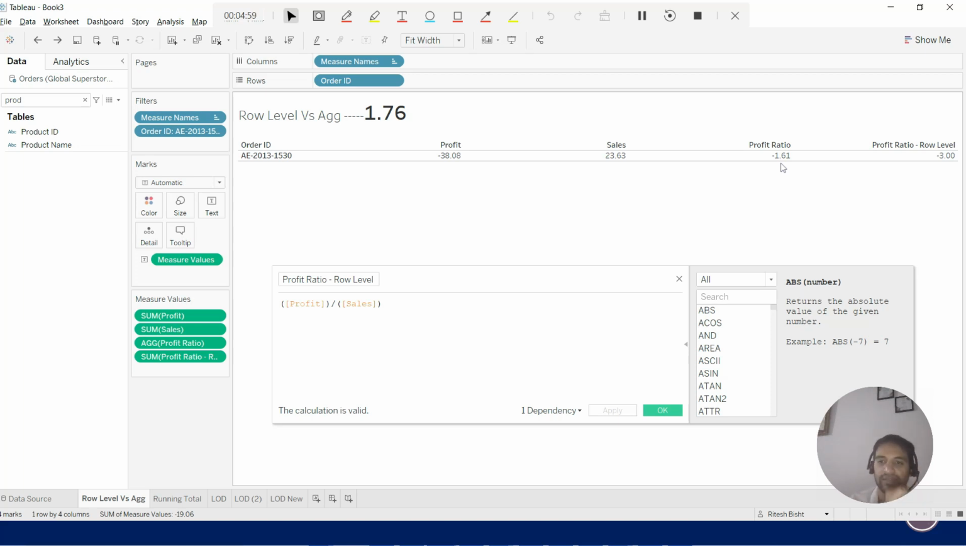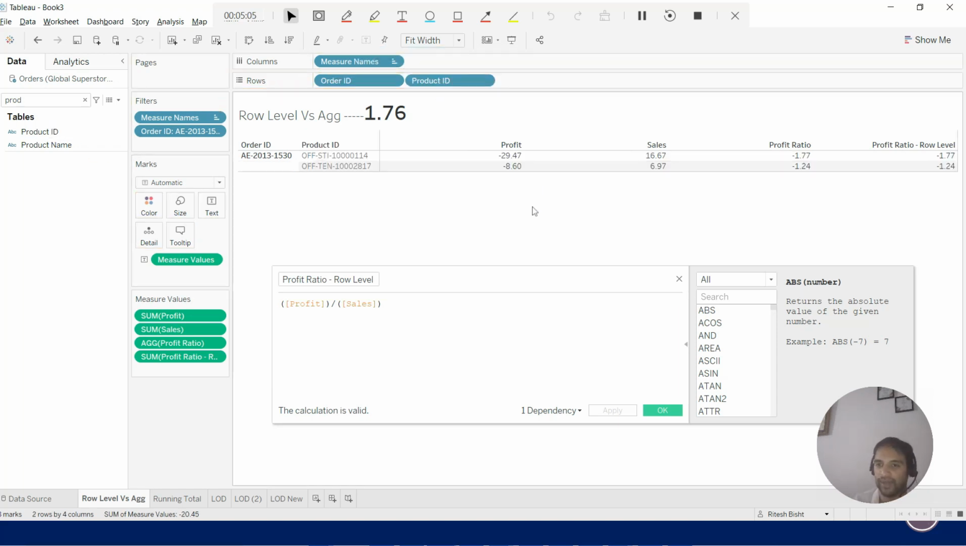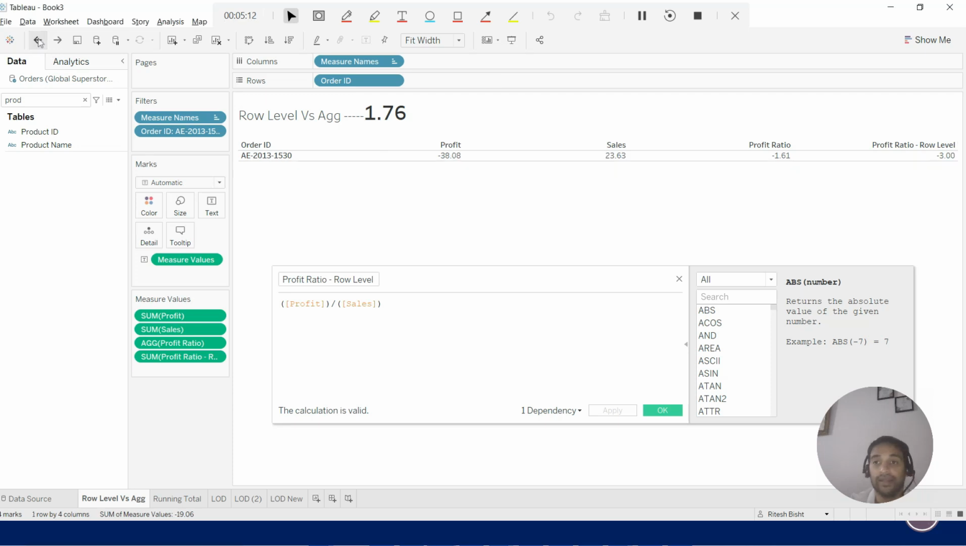So when I disaggregate it from there, or from here also, if I just put product ID over there, you get an idea that you're getting the same values. So that is the lowest level of granularity for our data set. If you remember, we were getting 3, and you were wondering how we are getting 3 over there, minus 3. We know how we get minus 1.61. So with row level, it will go to each and every row.